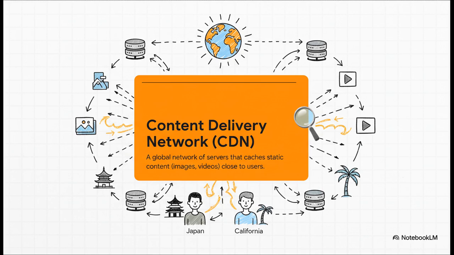The speed of light is a very real bottleneck, and that's where a content delivery network, or CDN, comes into play. It's a global network of servers that caches your static files, like images, videos, and so on, geographically close to your users. So a user in Japan gets the website's images from a server in Tokyo, not from one in California. It makes the whole experience feel fast for everyone, no matter where they are.